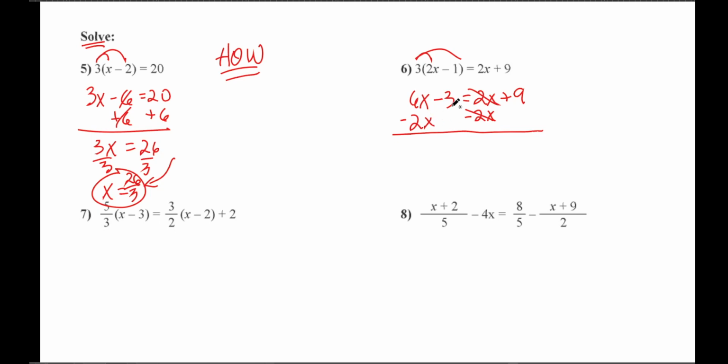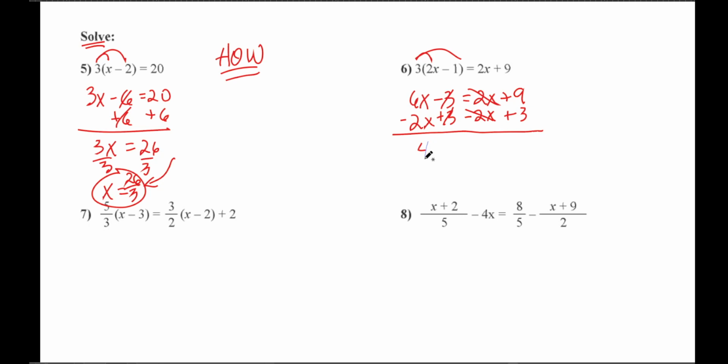Got the x's on the left-hand side. Let's put the regular numbers on the right-hand side. So my x's are on the left. I want to get rid of this minus 3. How do I get rid of a minus 3? I add a 3 to both sides. All right? That cancels out. I like to do all that in one step right here. Now we can bring everything down.